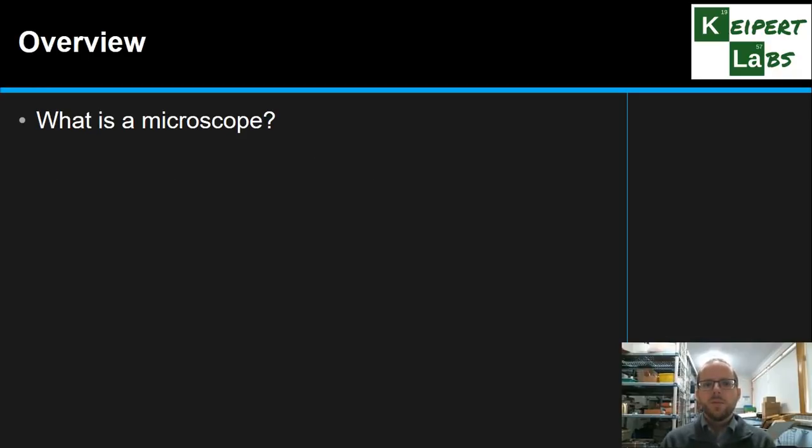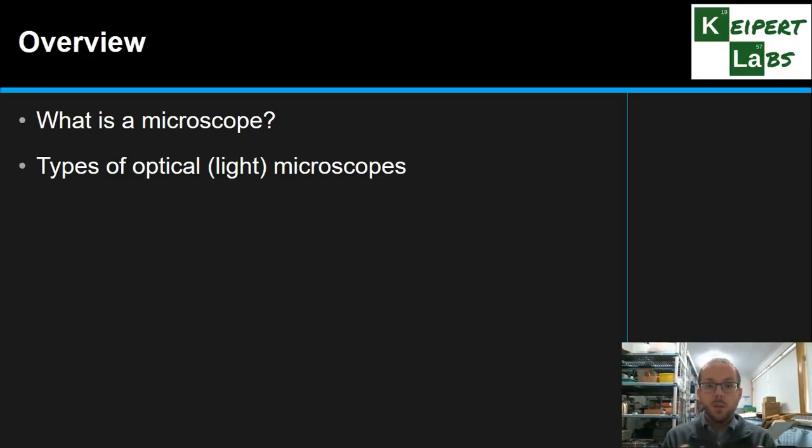We're going to talk about the different types of optical or light microscopes that we need to be familiar with. And we're also going to look at and unpack each of the parts of the microscope. So how is it put together and what do each of those parts do?